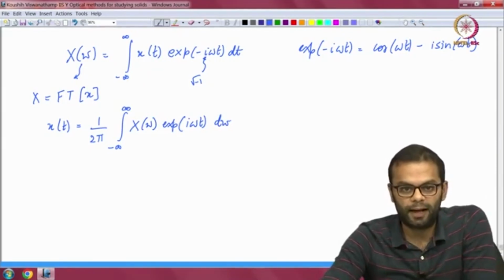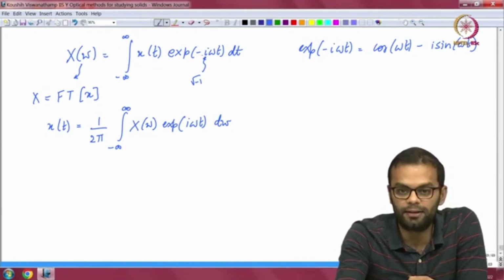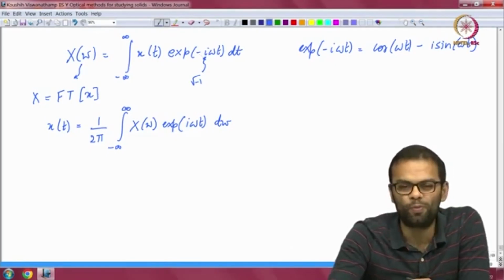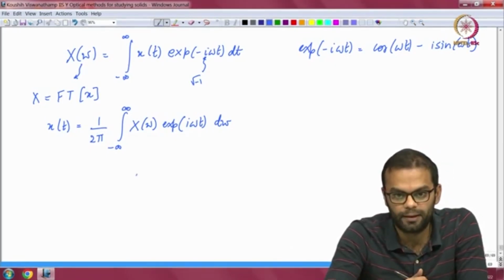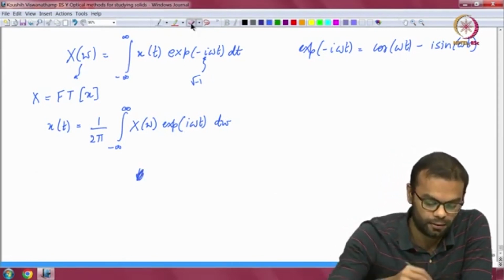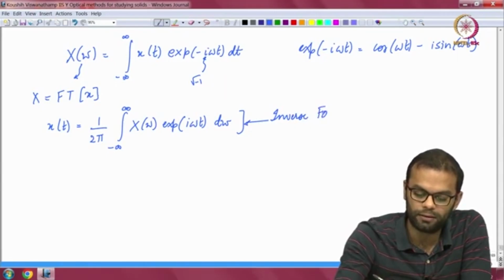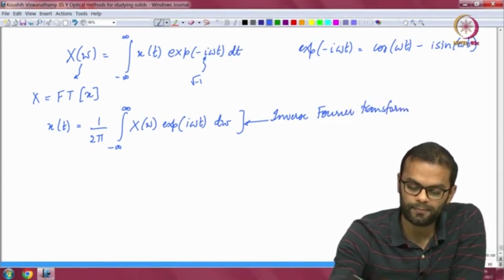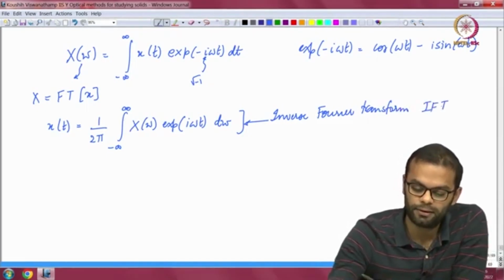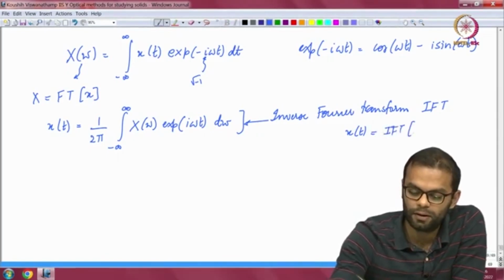Okay. And it is almost analogous looking, with the plus sign replacing the minus that was there, and you have a 1 by 2 pi factor which comes up in the 1D case. Okay. So, this is what the inverse Fourier transform looks like. We will call this IFT. So, your small x is IFT of capital X.